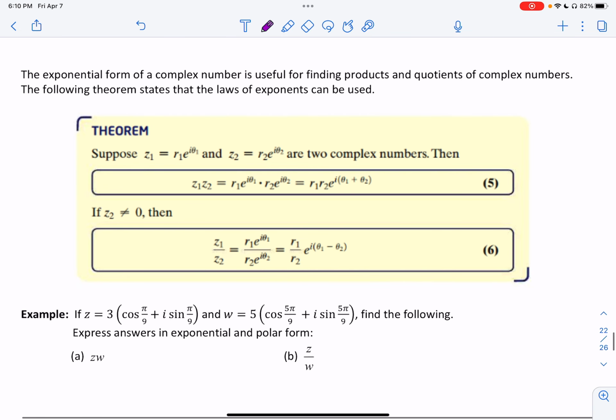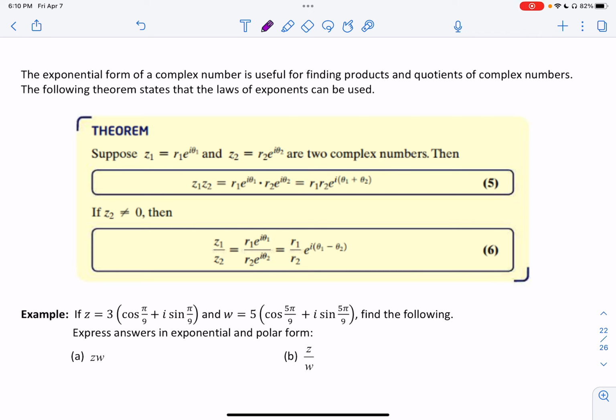If we look at the exponential form of a complex number, it's really useful. That's why we're going this way. That's why we do polar numbers. That's why we do all of this craziness with changing to exponential or polar form, because it's easier to deal with in a given situation. So the exponential form of a complex number is useful for finding products and quotients of complex numbers. It's also useful if I want to find the square or the cube or the fourth or the fifth power or a root.